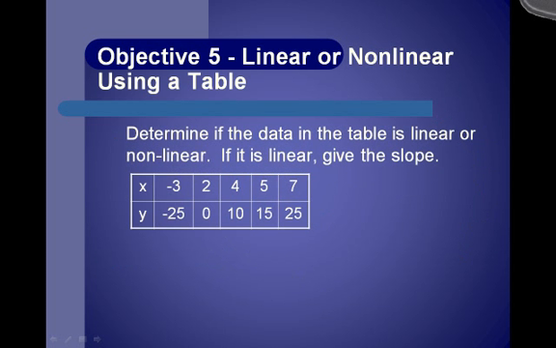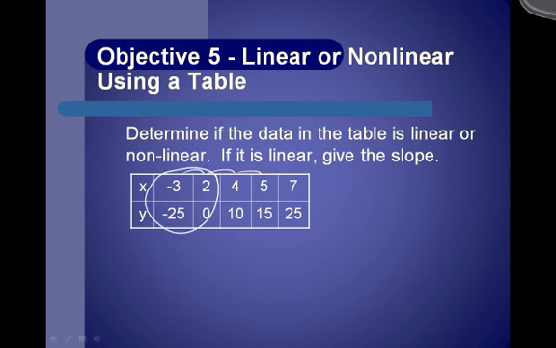Objective 5, linear or nonlinear functions using a table. So we want to determine if the data in the table is linear or nonlinear, and if it is linear, give the slope. Well, remember, for a linear function, the x values change at the same rate that the y values change. So for this problem, it's hard to look at it and say, oh yeah, the x's all increase by the same amount every time, because they don't.